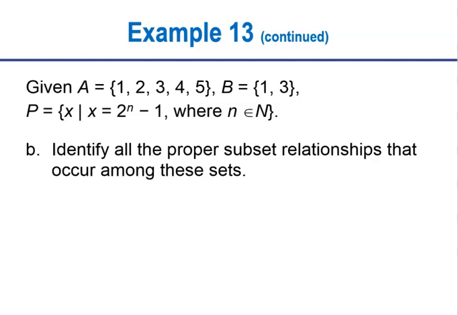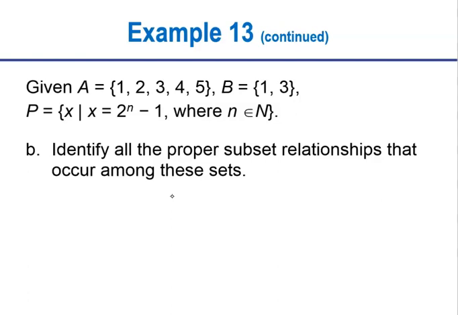Just hang with me. It says given A is equal to {1, 2, 3, 4, 5}, B is equal to {1, 3}. Hey, we just did this. Oh, hey, watch the end of the last video. We did the proper subset thing, remember? Just a real quick recap. Proper subsets. Remember what a proper subset is versus a regular subset?